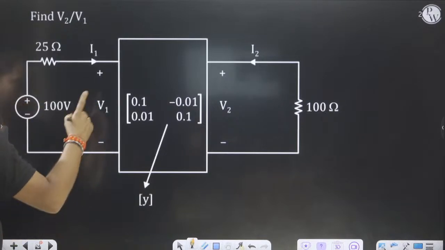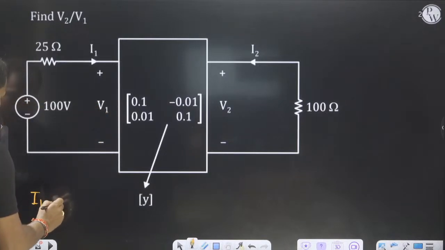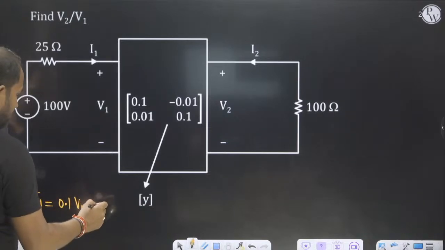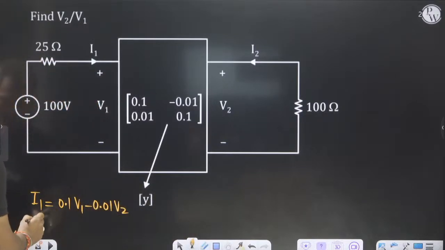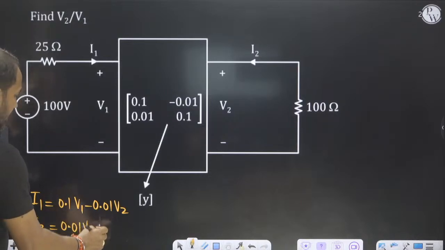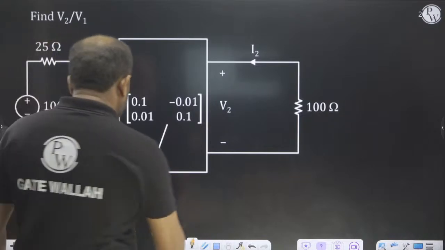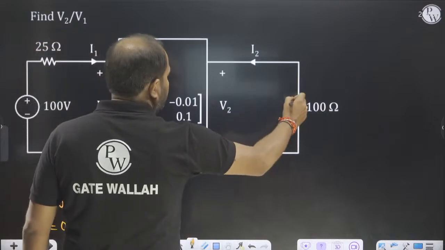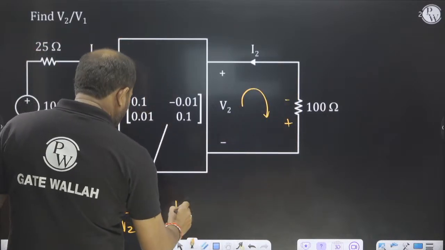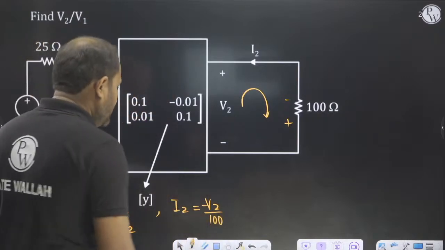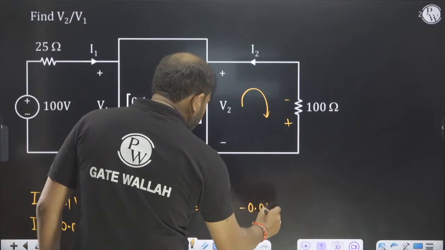So first of all, what is I1? I1 is equal to 0.1 V1 minus 0.01 V2, and I2 will be equal to minus 0.01 V1 plus 0.1 V2. And the next equation is KVL. So I2 will be equal to minus V2 by 100, so minus 0.01 into V2.